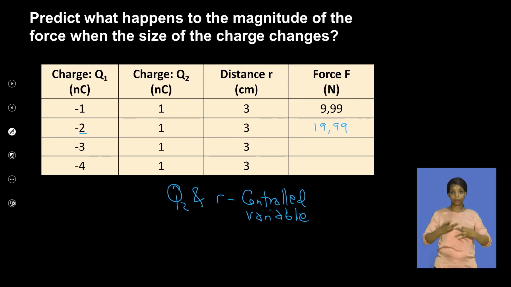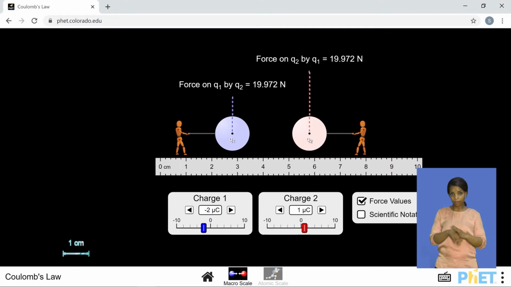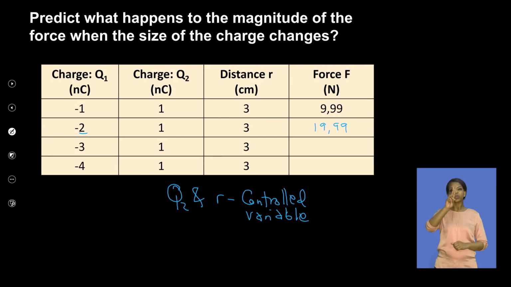We'll make charge Q1 3 times as big as its original charge. So we go back to the simulation, okay? Now, if we make it 3 times, it means it's going to be -3. So if we make it -3, you can see immediately it's 29.959, okay? So the charge keeps on increasing while we're still keeping the distance between Q1 and Q2 the same. So this is 29.9, okay? We'll go back to our table. This is 29.9. Clearly we are getting the trend in this case, the pattern.